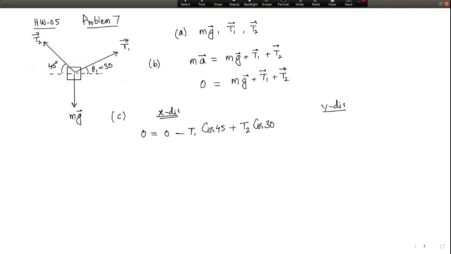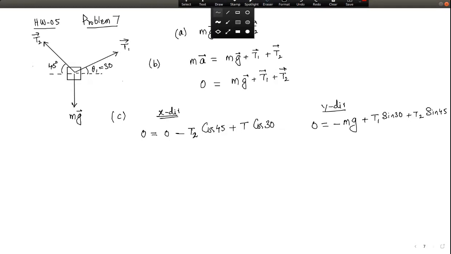Similarly, we can do this for the y direction. Left hand side is still 0. mg is minus mg, where m is given to us to be 20. And the y components of both T1 and T2 are positive because they're in the first and second quadrants. And both get sine of the angles. So it's T1 sine 30 plus T2 sine 45. Oops, mistake. I noticed that I may have placed the angles wrongly here. So this should be T2, and this should be T1. T1 makes an angle with sine 30 and T2 makes sine 45.